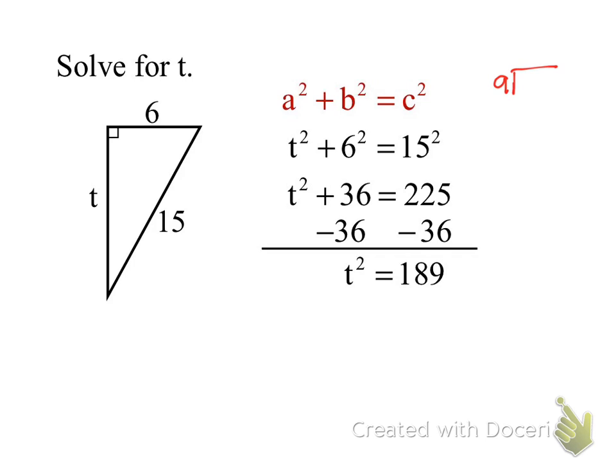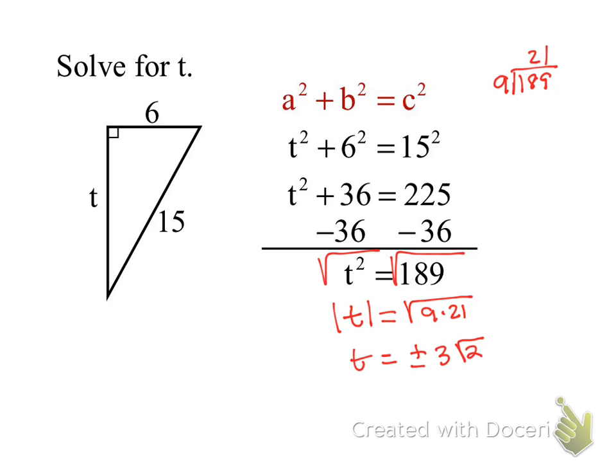So 9 into 189, it goes twice, it goes one time, right? So once I root it, I get the absolute value of T equals rad 9 times 21. What does that simplify to? T equals plus or minus 3 rad 21. But we're going to get rid of the negative, right?